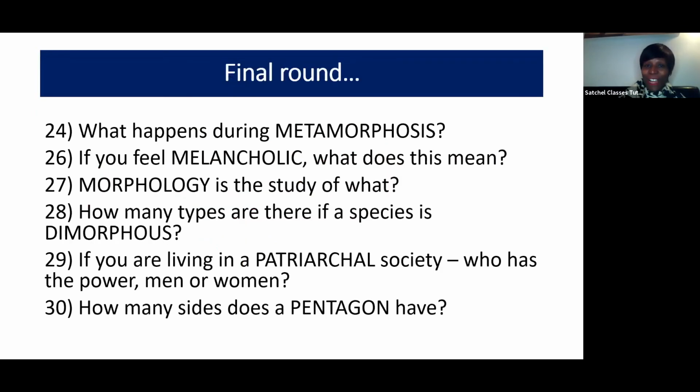Okay, the next round, final round. What happens during metamorphosis? If you're feeling melancholic, what does that mean? Morphology is the study of what? How many types are there if a species is dimorphous? If you're living in a patriarchal society, who has the power, men or women? And how many sides does a pentagon have? Okay, pause the webinar, have a little think. What do those things mean?